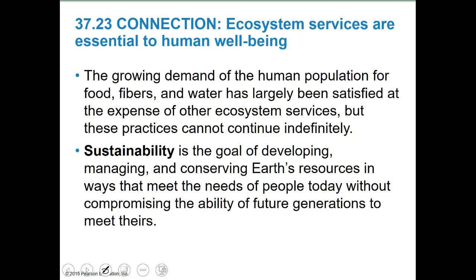The growing demand of the human population for food, fibers, and water has largely been satisfied at the expense of other ecosystem services, but these practices cannot continue indefinitely. Sustainability is the goal of developing, managing, and conserving Earth's resources in ways that meet the needs of people today without compromising the ability of future generations to meet theirs. So we want to sustain the stuff that we have. We want to keep it. We want to use it, but then be able to keep it, so your generation and your baby's baby's generation will still have stuff.